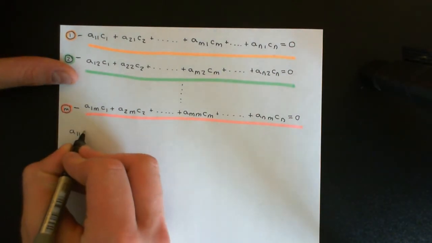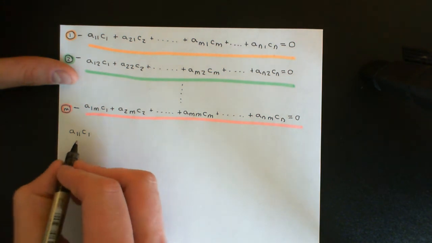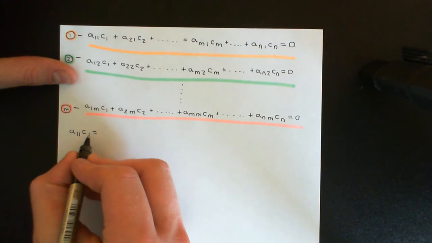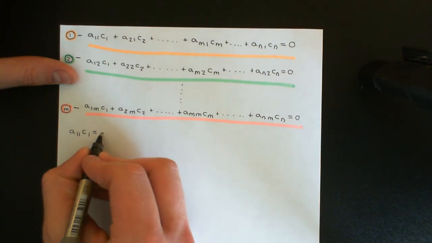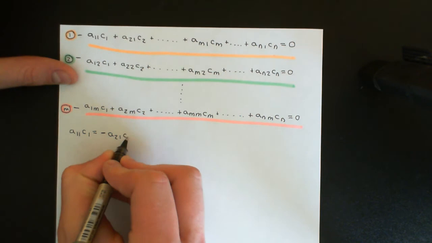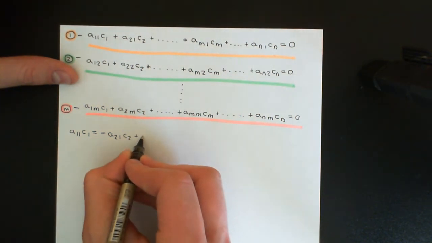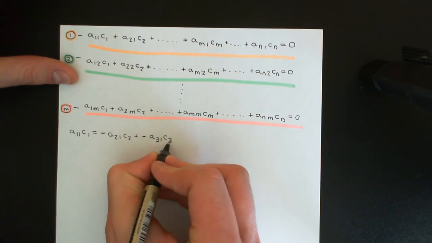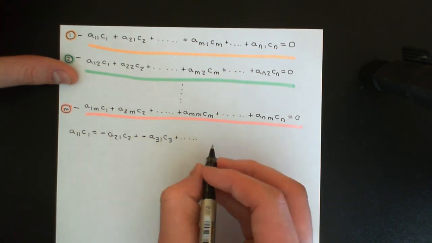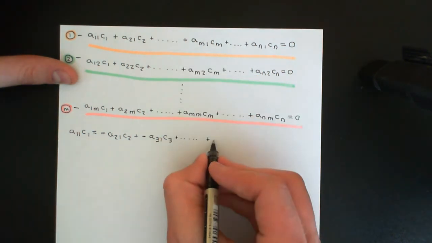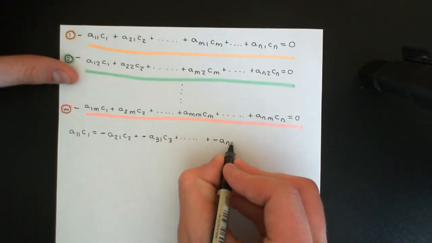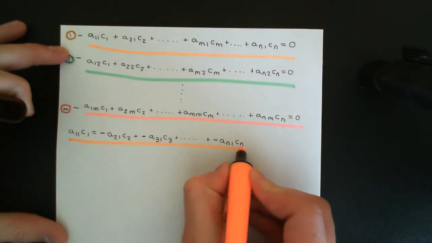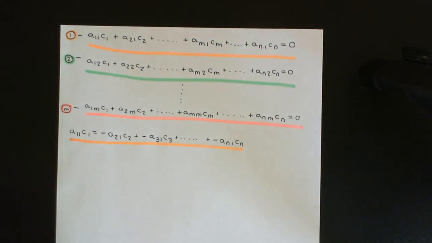So what I'm going to do is keep my A11 times C1 on this side, and then take all of the other terms onto the other side. So what I'm going to get is A11 times C1 is equal to the additive inverse of A21 times C2 plus the additive inverse of A31 times C3, and then it will go on and on all the way up until, and I won't bother putting the nth one in, we'll end up with the additive inverse of An1 times Cn. So that's perfectly valid. If equation 1 is true, I can quite simply do that. This equation is also going to be true.